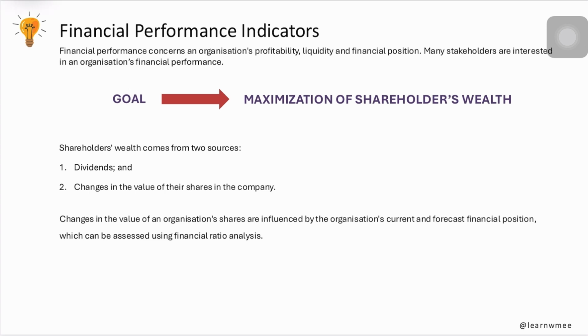Speaking of shareholders' wealth, it comes through two sources, dividends and changes in the value of shares. But at the same time, the shareholders are also very interested in the profitability of the company, the liquidity of the company, and overall the company performing financially. So changes in the value of an organization's shares are influenced by the organization's current and forecast financial position, which is assessed using financial ratio analysis. So today we'll be looking at different financial indicators which shareholders are interested in.